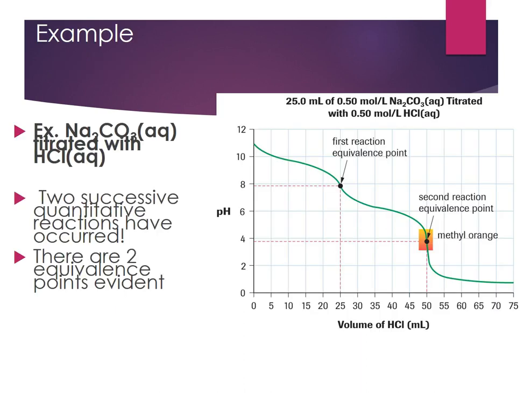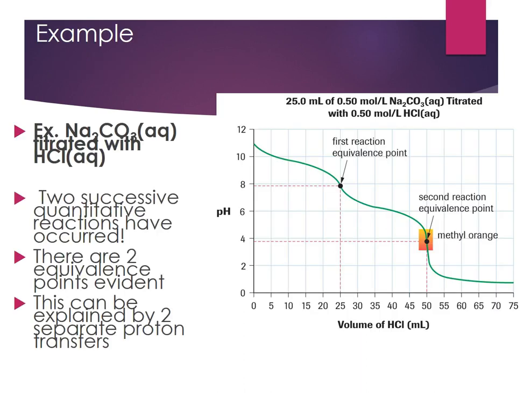Here is a titration curve for sodium carbonate being titrated with hydrochloric acid. Sodium carbonate is ionic, and so it dissociates into sodium and carbonate ions. Carbonate ions are able to accept 2 protons, and so they are polyprotic bases. For each proton that can be accepted, there is an equivalence point.